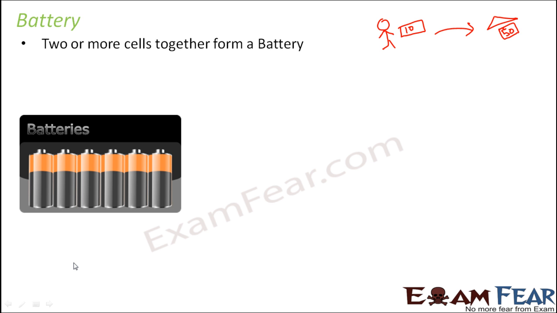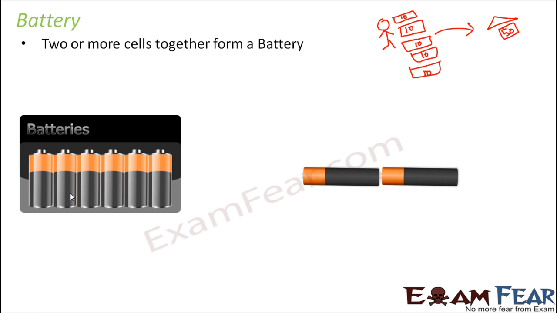No. But instead of one 10 rupee note, if you have 5 notes of 10 rupees, that will sum up to form 50 rupees. And this can buy you the sandwich. Right? So the same thing is true here. Sometimes one cell is not sufficient to produce enough electricity. So in that case, multiple cells are grouped together to form a battery, and therefore a battery is capable of generating more amount of electricity.